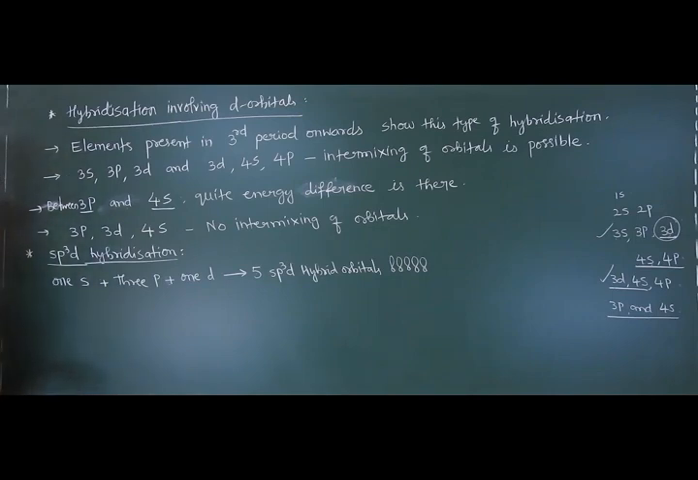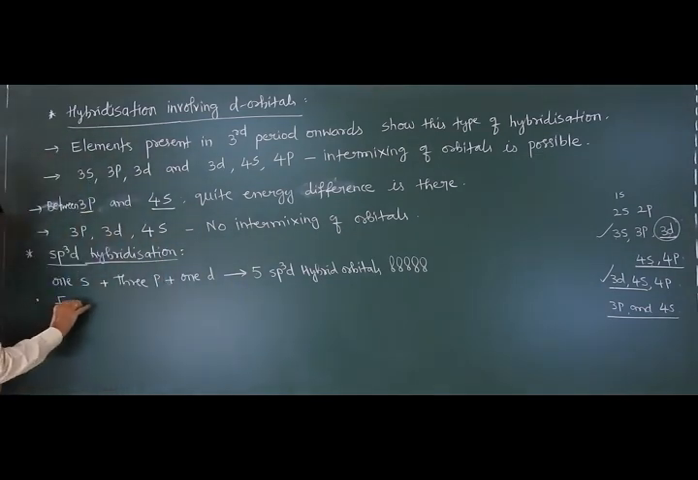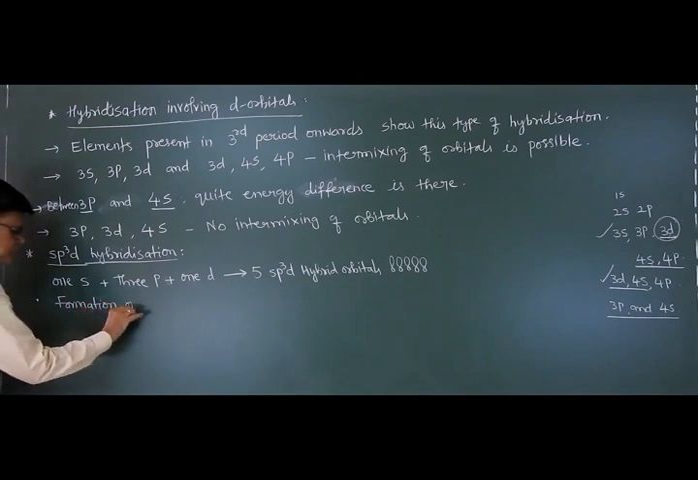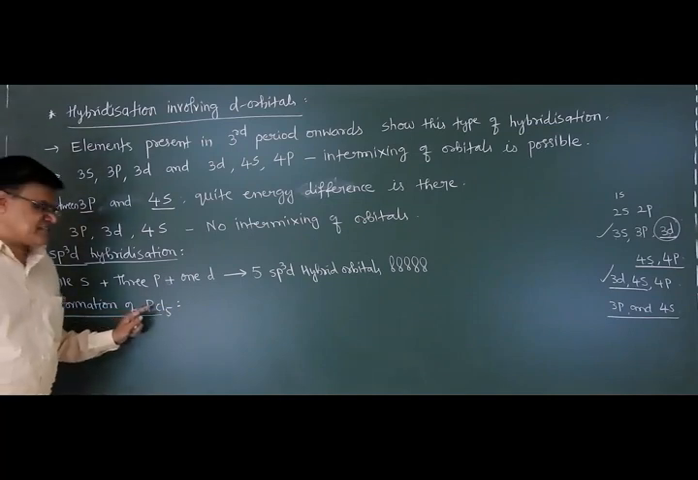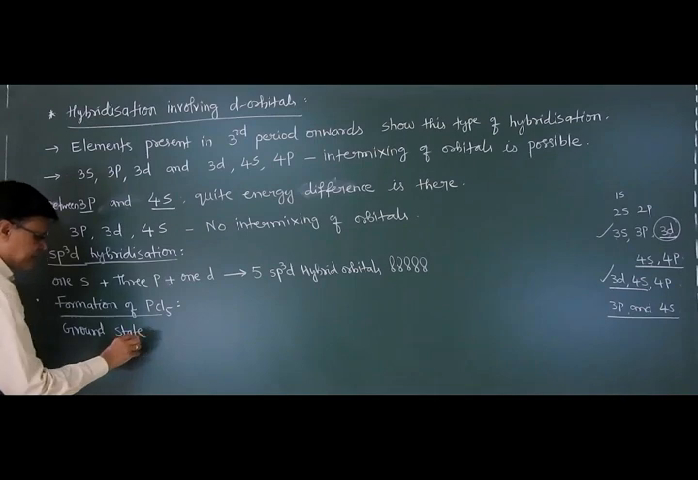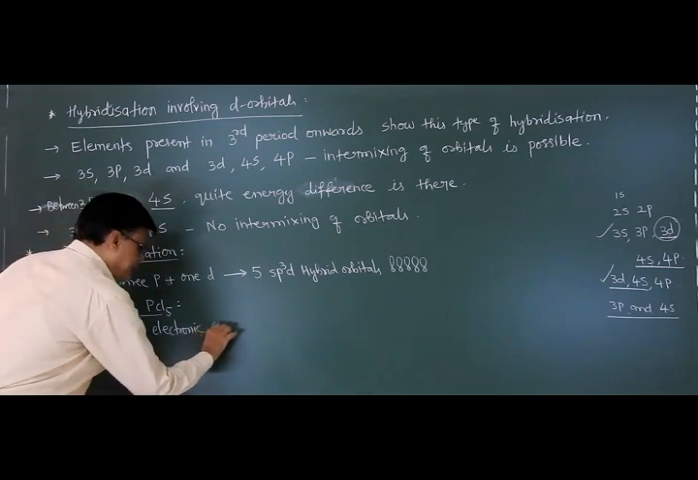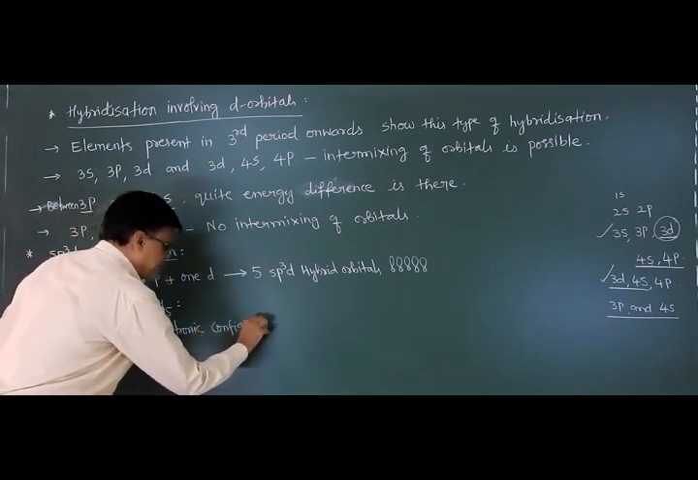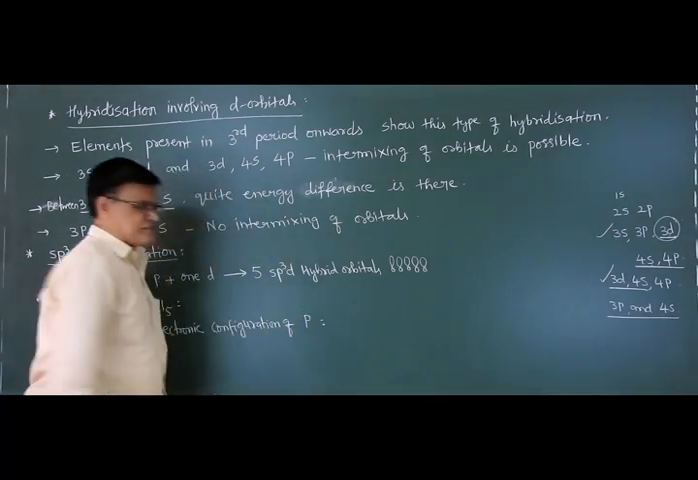Clear? Now I will write by taking one example. I will explain formation of PCl5. Right. Now which is the central atom here? Phosphorus is the central atom. Ground state electronic configuration of phosphorus.